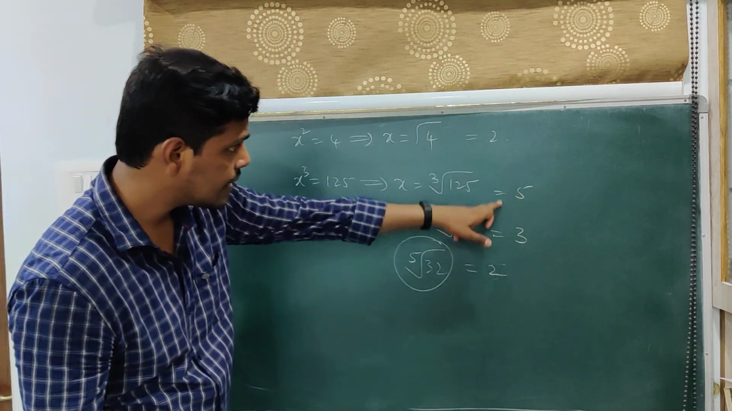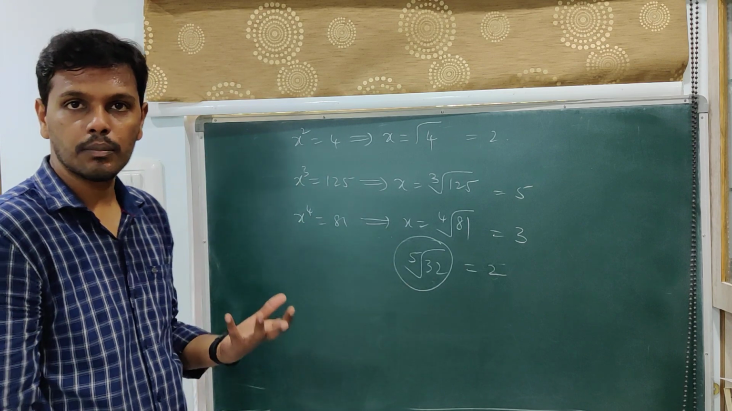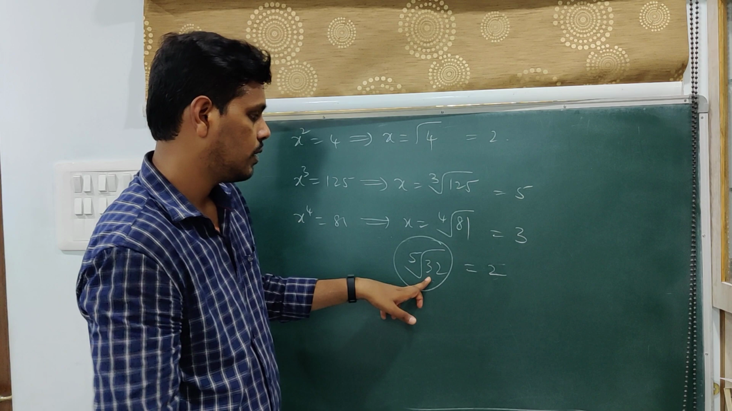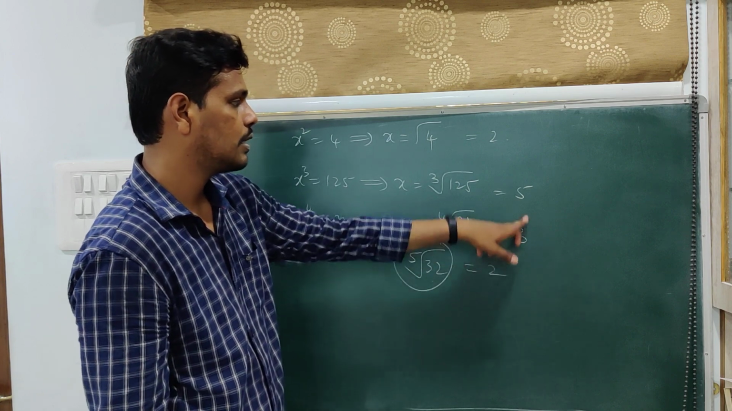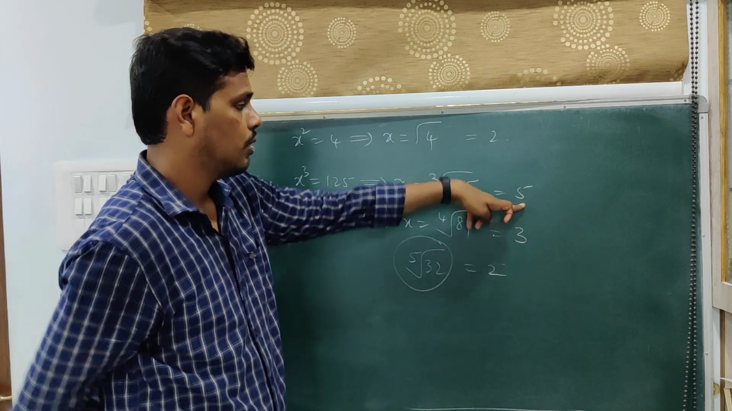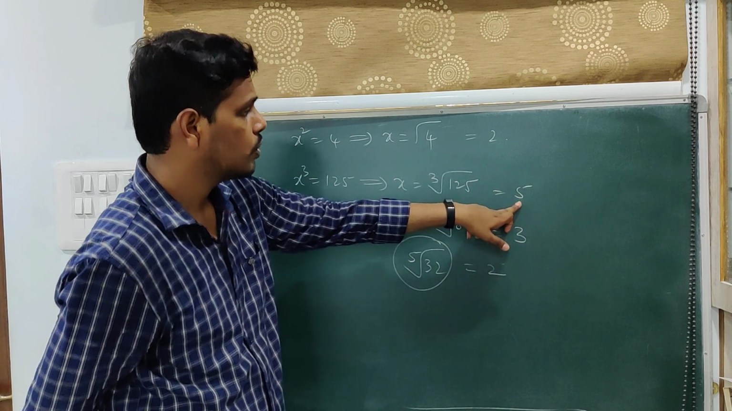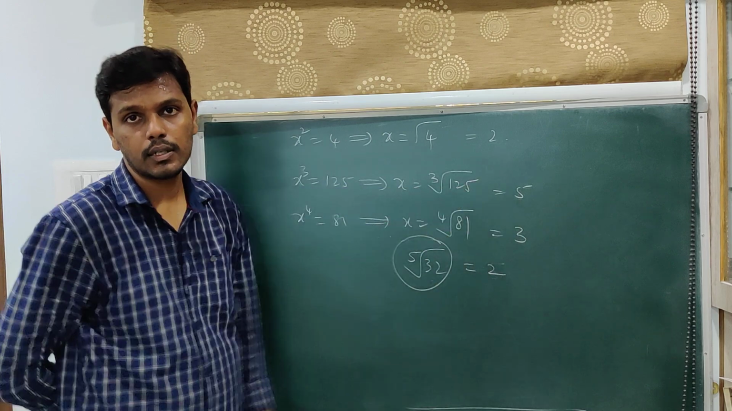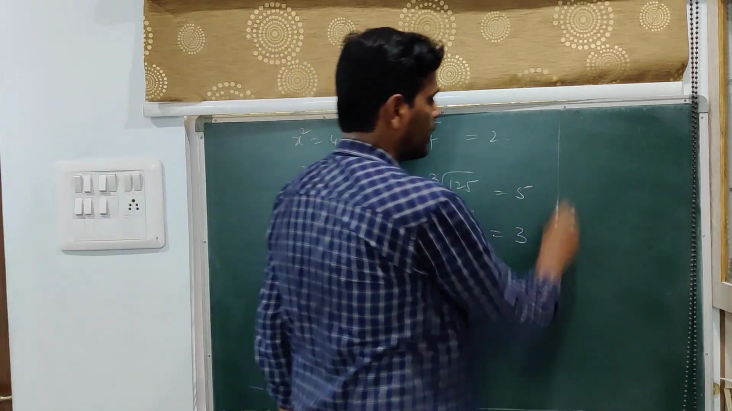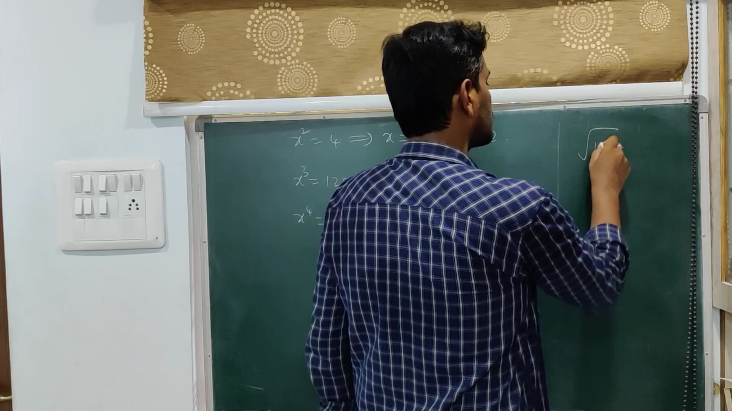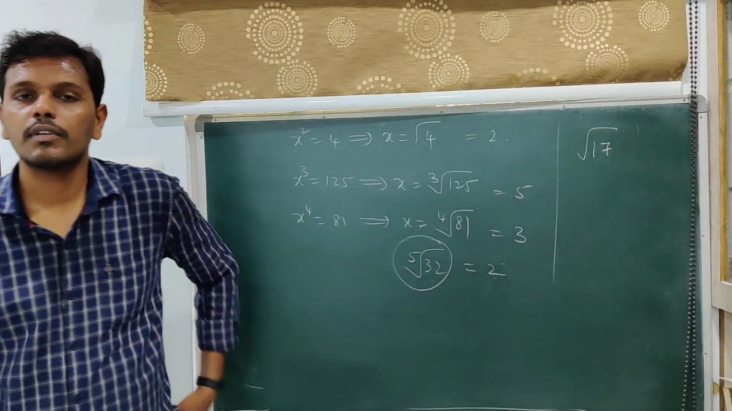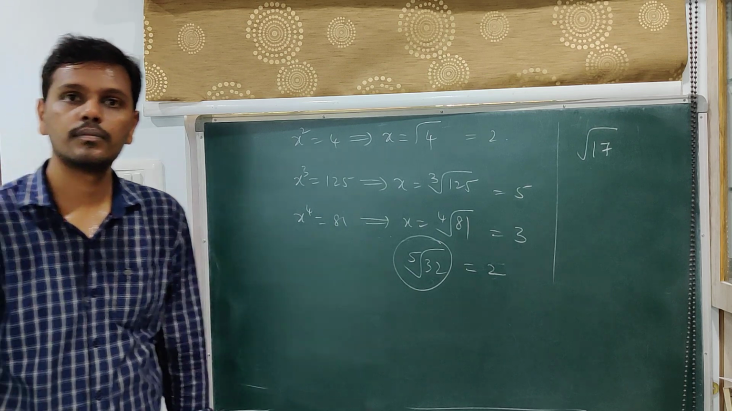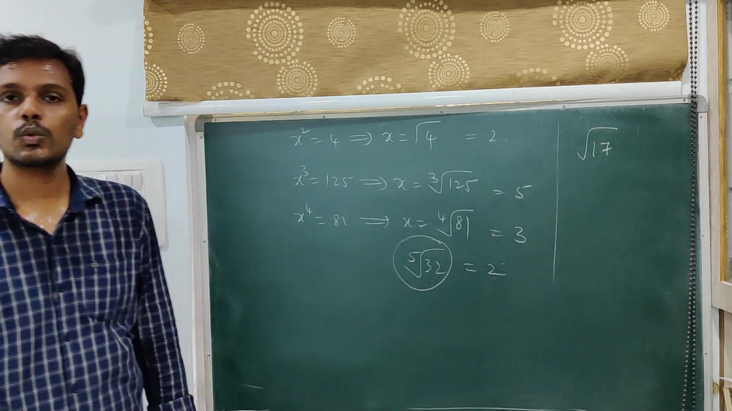Now in these cases we are able to find a number in such a way that the 5th power of 2 is 32, the 4th power of 3 is 81, the cube of 5 is 125, the square of 2 is 4. We are able to find numbers. Let us consider this: suppose square root 17. Can you find a number where the square of the number gives you 17? Is there any number whose square gives you 17?